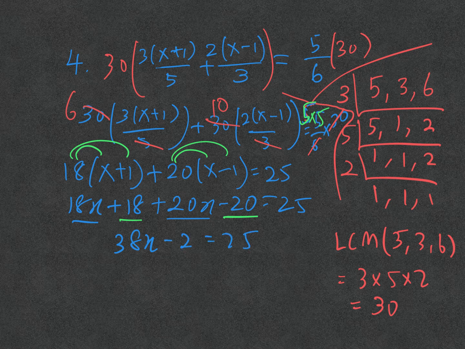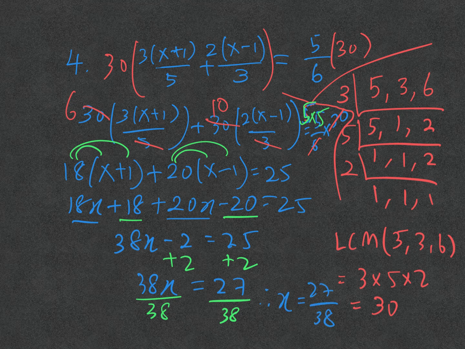Equals 25. And I now add 2 to both sides. So 38x equals 27, and I divide both sides by 38. So x equals 27 over 38. I don't think I can simplify this further, and that's the answer.